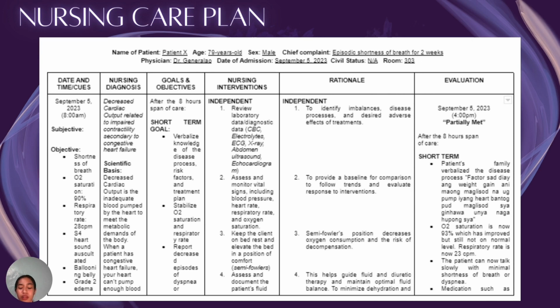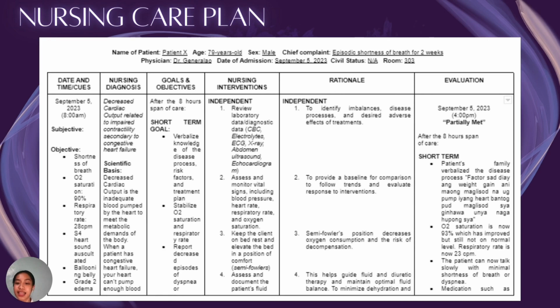So for the O2 saturation after 8 hours of care, the O2 saturation of our patient is now 93%, which has improved but still not on normal level. So also the respiratory rate is now 23 cycles per minute, which is not on the normal level but has improved. Next is that the patient can now talk slowly with a minimal shortness of breath or dyspnea.